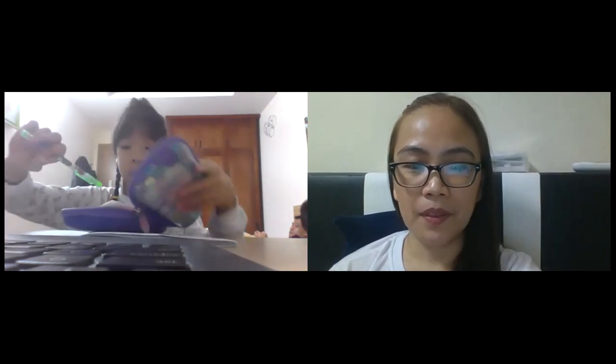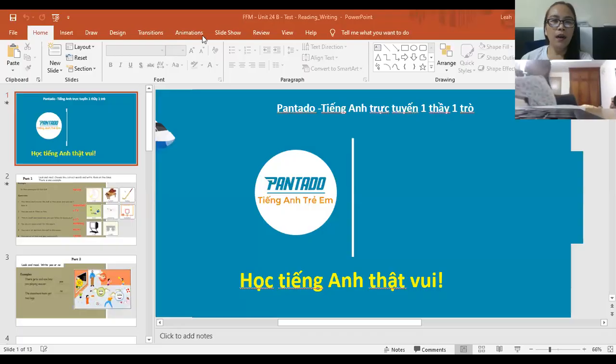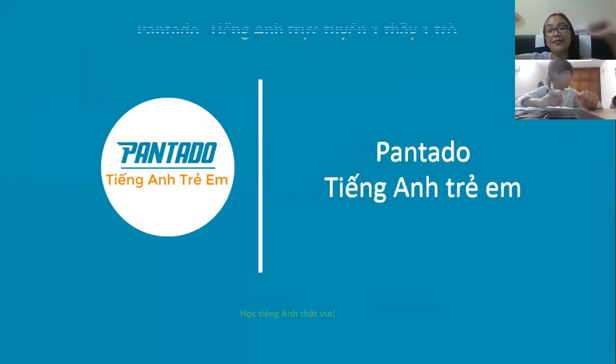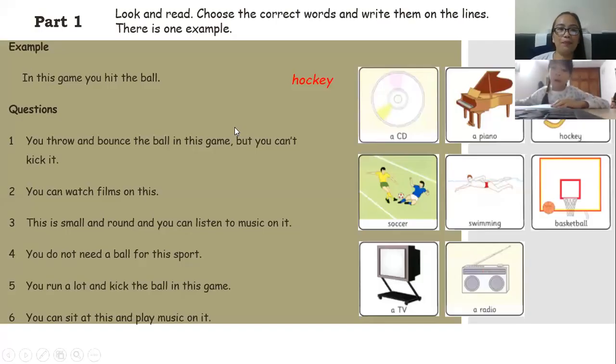Okay. So we're done with lesson unit 24A. So let's have unit 24B, okay? Let me share my screen. Okay, baby, look and read part one. You're going to choose the correct words and write them on the lines. There is one example. Can you read the example? It is when you hit the ball. As you can see, there are pictures and words. Let's try to read it.